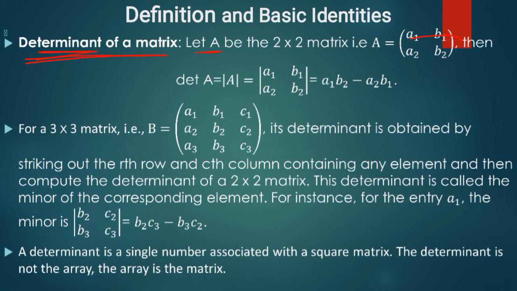Now, to find the determinant of a 3 by 3, which is the 3 by 3 matrix on the screen here, you will need the knowledge of a 2 by 2 to find it. There are some things you will need to know first, so let's read through what you see on the screen. The minor is obtained by striking out the row and the column containing any element, and then computing the determinant of the 2 by 2. This determinant is called the minor of the corresponding element.